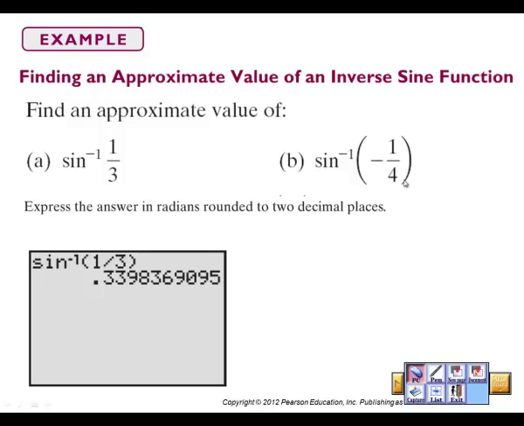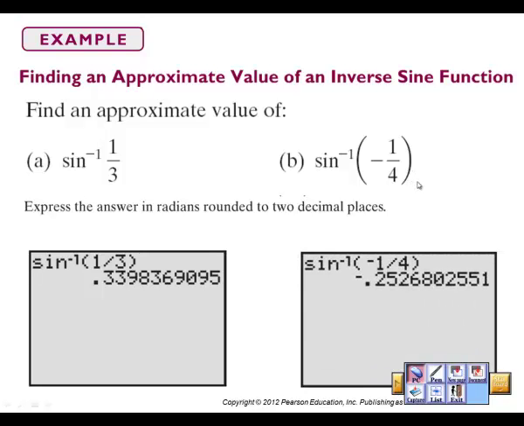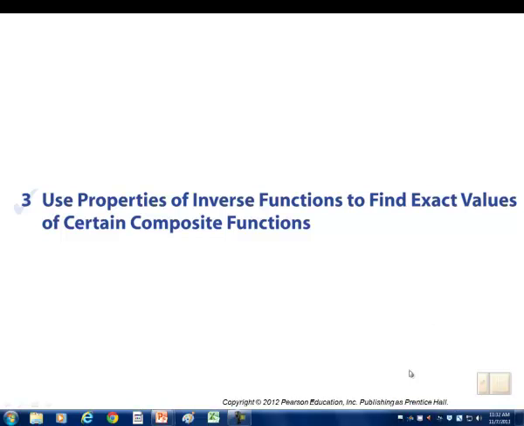Alright, so here we're going to go ahead and put the inverse sine of -1/4. That's also within the domain for inverse sine, and that's also in radians, and so we get -0.25, to 2 decimal places. Alright, so that's the main thing that you've got to watch out for in the previous example, that you're within the domain for inverse sine.